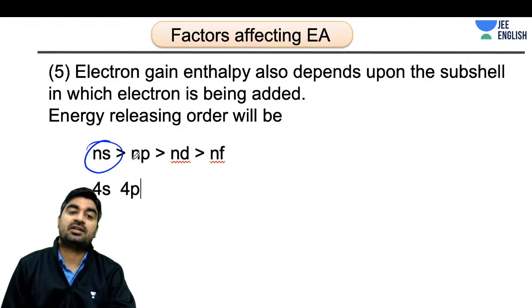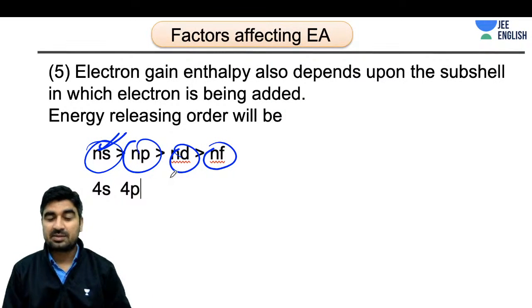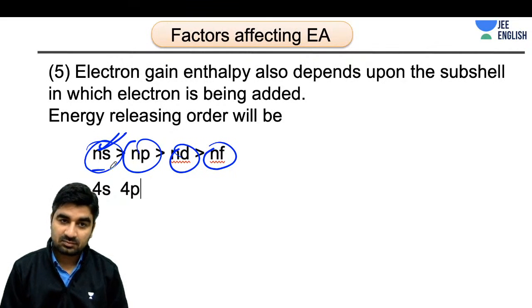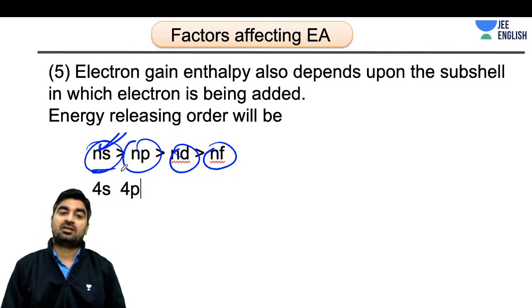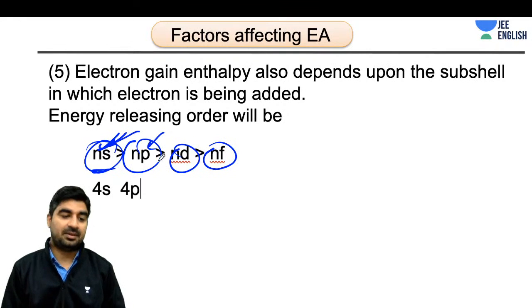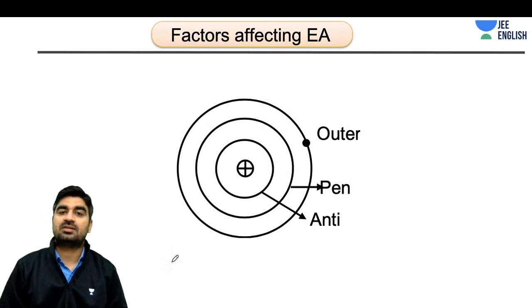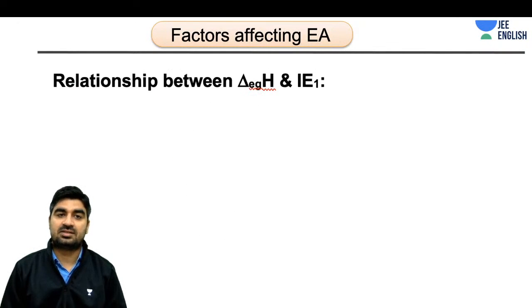And if an electron is added in S, P, D, and F, in S we have maximum attraction, so maximum energy will be released. So I will say the affinity will be more if the electron is added to S as compared to P, right? So this will be the electron affinity order. And that completes the factors affecting electron affinity.